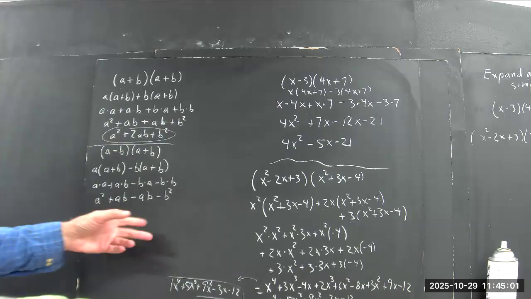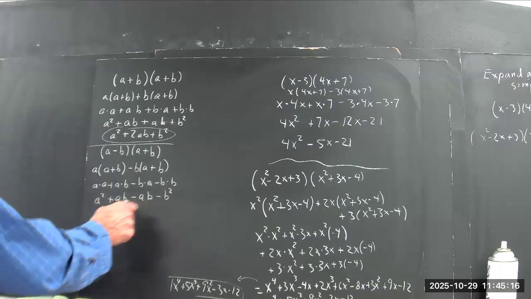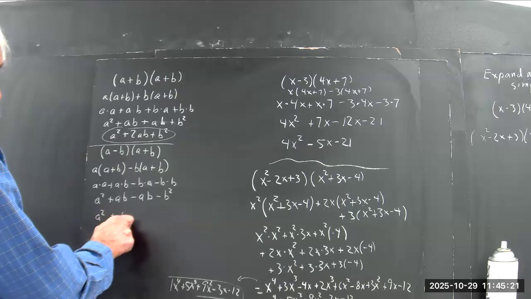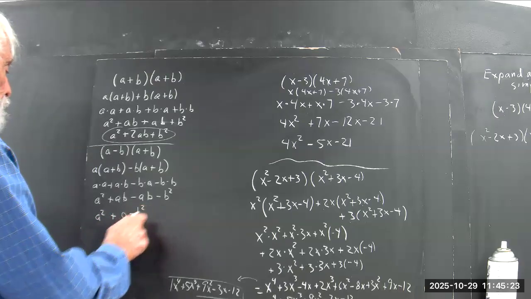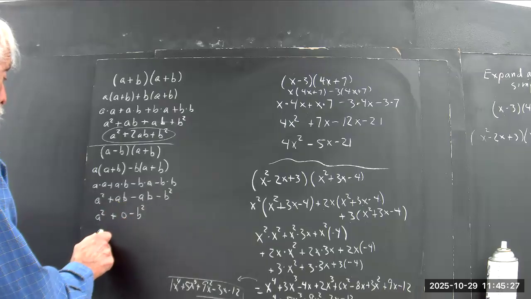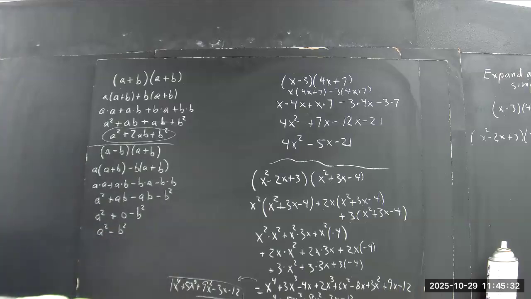Now, anybody see a way that can be simplified? What's ab minus ab? You show me with your fingers. 0. Subtract something from itself, it's 0. So the ab's give us 0. So we write a squared plus 0 minus b squared, which is just a squared minus b squared.